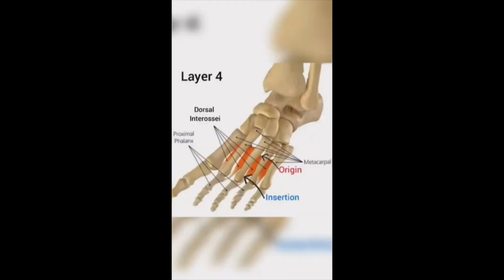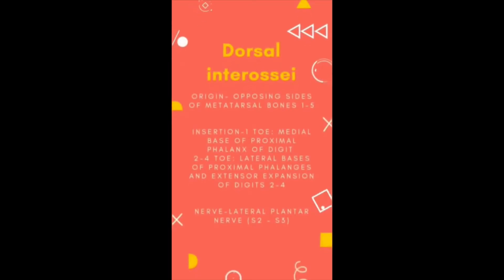Dorsal interossei. Origin is from the opposing sides of metatarsal bones of digits 1 to 5. Insertion, talking about the first toe, is in the medial base of the proximal phalanx of the digit. Talking about the 2nd to 4th toes, lateral bases of proximal phalanges and extensor expansion of digits 2 to 4. It is supplied by the lateral plantar nerve with a root value of S2 and S3.